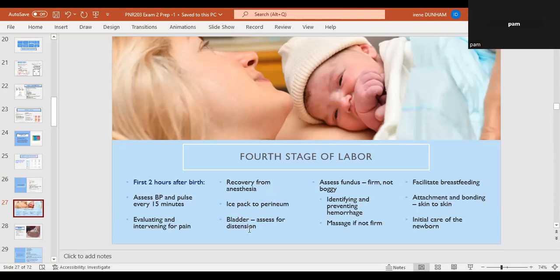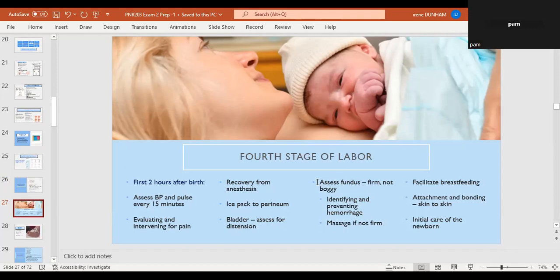And bladder, we always assess for distension because you give a lot of fluids and the bladder does fill up. Say she had a Foley in because she had an epidural, but we're going to DC that Foley while she's pushing because it's just too much pressure on the urethra. So the bladder can fill up very quickly. And sometimes they'll use a red rubber catheter at time of delivery and get whatever fluids in there out, so it's nice and deflated.